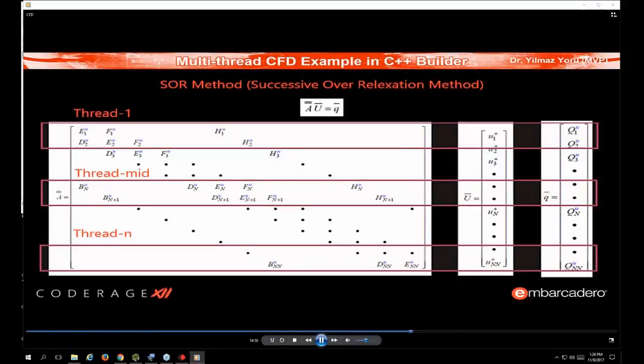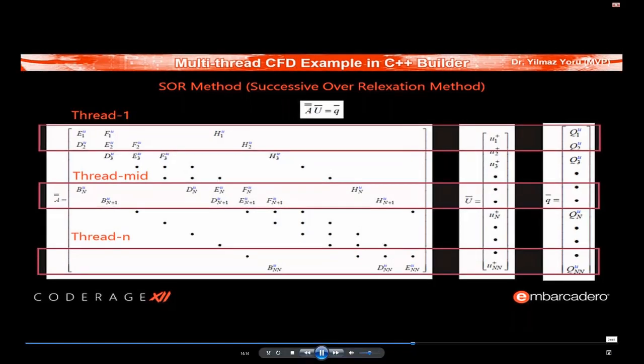Matrix form structure. Actually, BDEFH, that means top, bottom, left, right, and central parameters of the node.